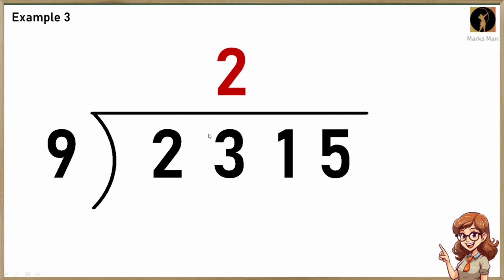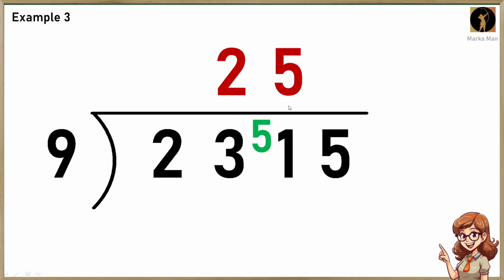Then, you need to multiply your answer to the divisor. So, what is 2 times 9? That is 18. And if you subtract that from 23, the answer is 5. So, you need to write the number 5 on the left of number 1 or on the left of the next digit. So, this one becomes 51. And 51 divided by 9, that is 5. Since there are 5 9's in 51.